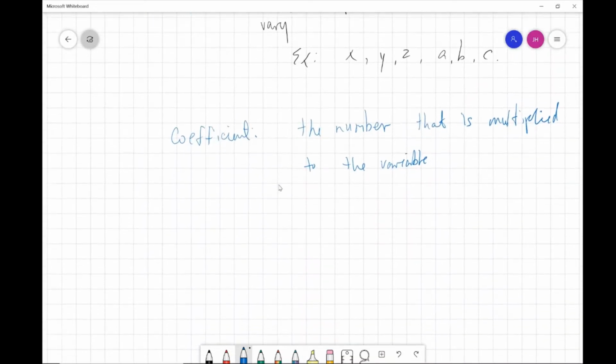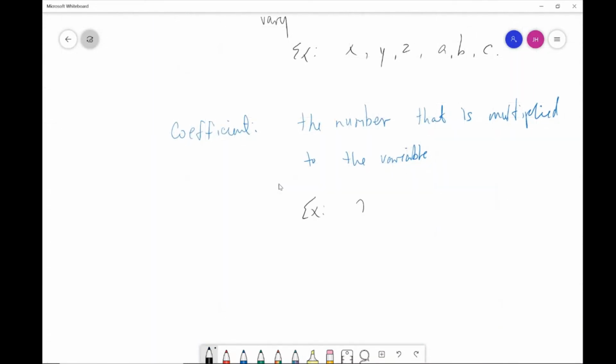What do I mean by that? Let's take a look at the example, let's say I have 2x squared. It's an algebraic term, and in this case, the 2 is multiplied to the x squared. So the coefficient in this term is 2. Sometimes we might see bigger numbers like 12x cubed. We can identify that x is a variable because it is a letter of the alphabet, and the number that's multiplied to it, in this case, is 12. So the coefficient is 12 in this case.